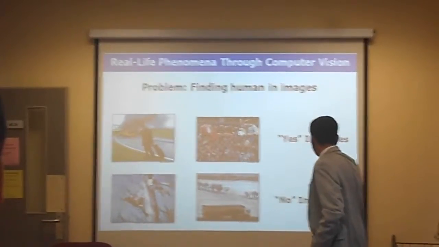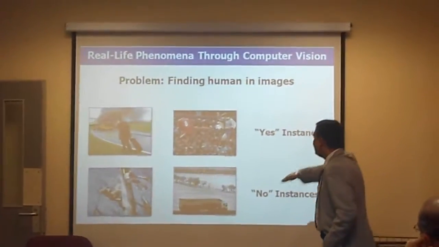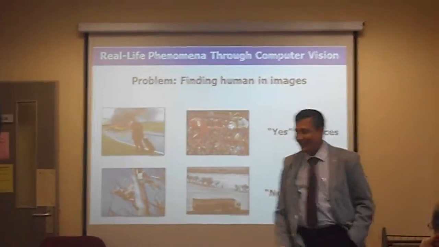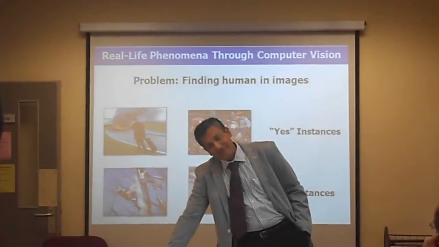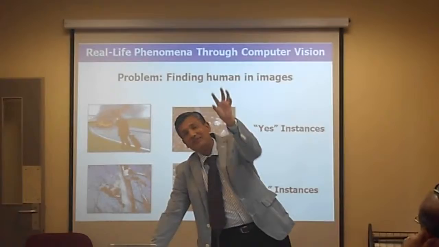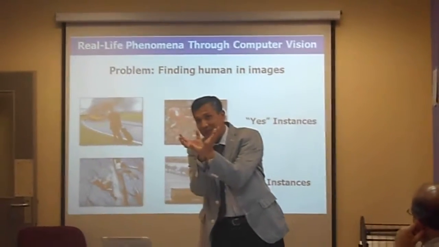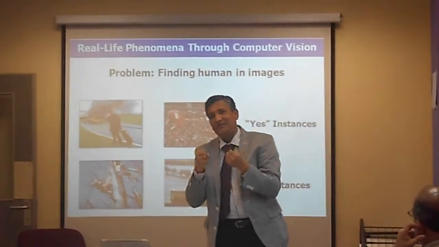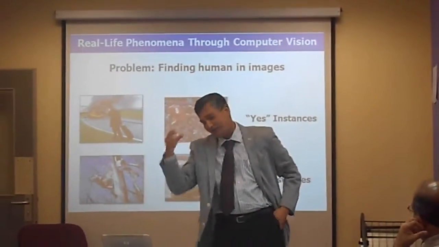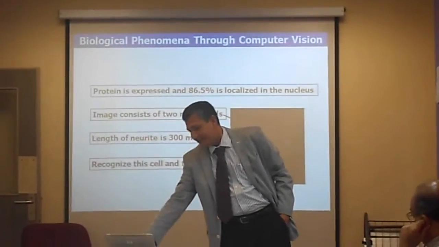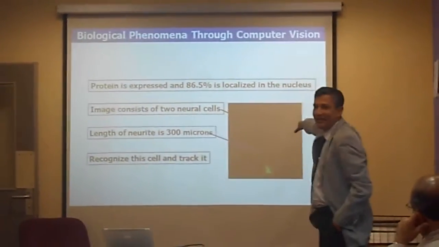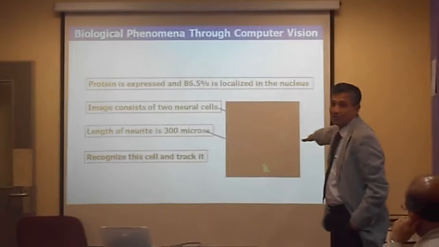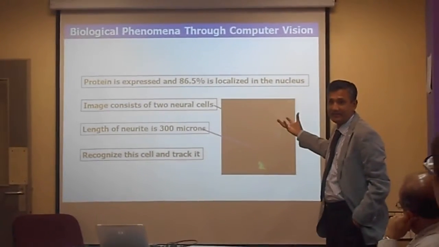For example, in the lower two, there is no human, but other species are there. So at first, we have to decide how we can call it human. So human features or characteristics, we have to recognize or identify. So this is biological, and because I am working with microscopy imagery, this is a microscopy image of a mouse.